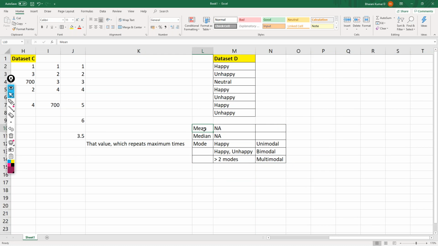When do you use mean? When you have continuous data or count data, basically when you have numbers, you use mean or median. But if you have outliers, you prefer median. Simple. And when you have categorical data, you use mode. You can have a single mode or 2 modes, or you can have multiple modes.